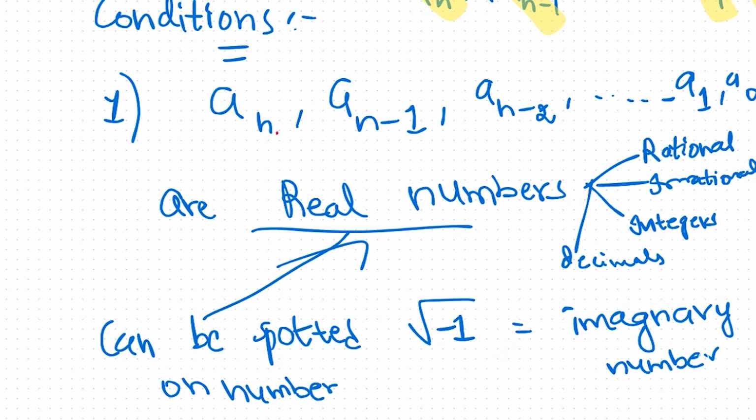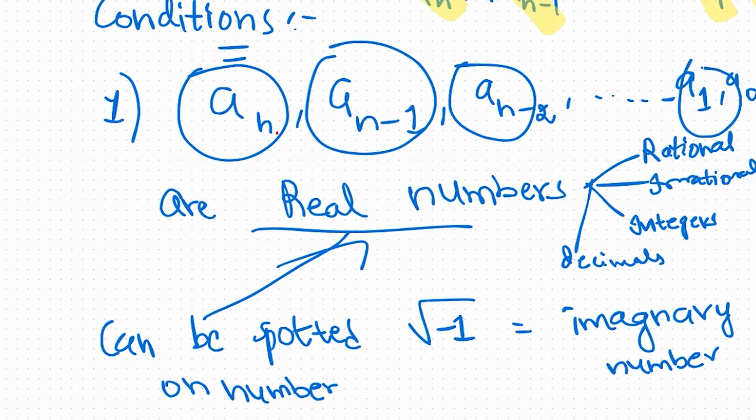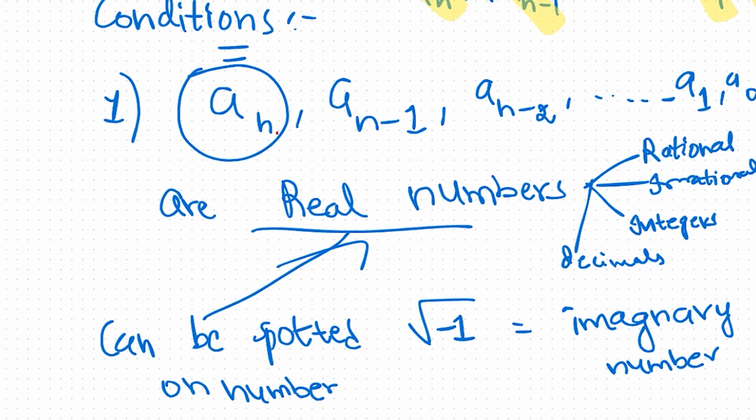That is i, for imaginary number, iota. So anyways, the first thing is it should be a real number. The numbers which are multiplied to the variables must be real numbers for polynomial expressions.